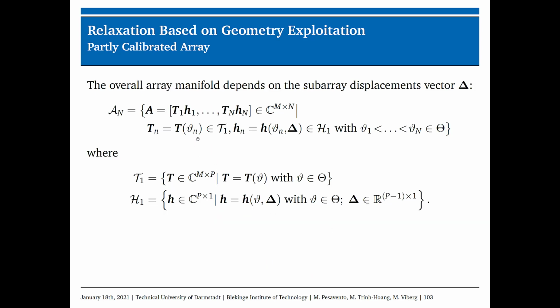Correspondingly, we can define the overall n-source array manifold, denoted by calligraphic AN, as a set of all m times n steering matrices with columns that can be factorized by a block diagonal matrix T and a reference sensor steering vector H, where T and H themselves belong to manifolds calligraphic T1 and calligraphic H1 that is defined over here.